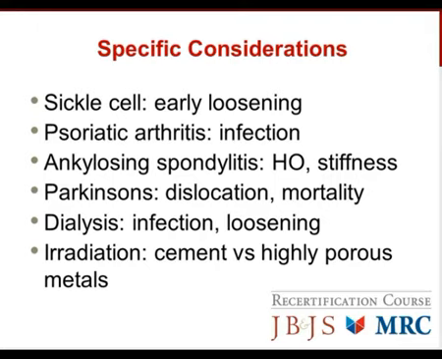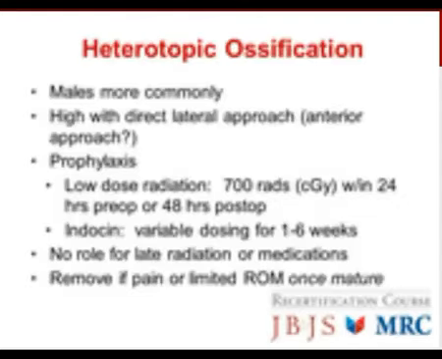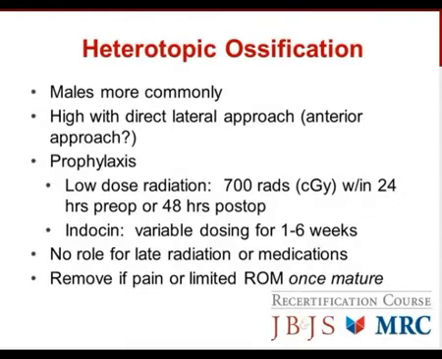As I mentioned earlier, those patients that have been irradiated should probably be treated with cementless implants due to concern for lack of potential for bone ingrowth, although some of the highly porous metals have shown promise in patients who have been irradiated. Heterotopic ossification is more common in males. It has been associated with a direct lateral approach and potentially an anterior approach as well.